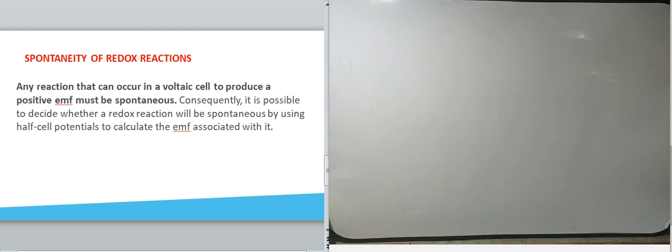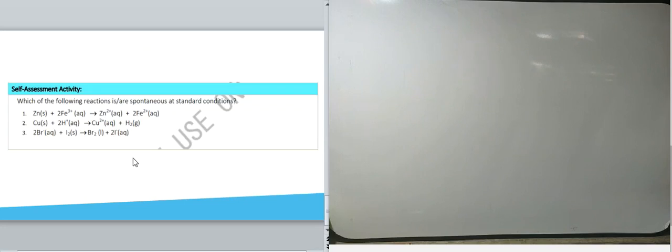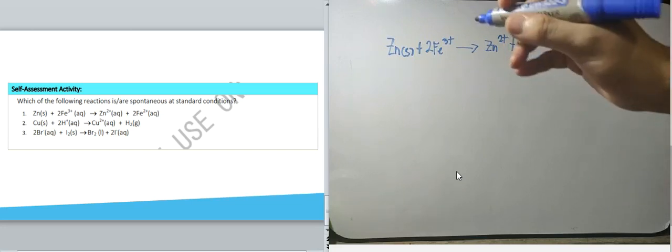Okay, let's have an example. Let's try to answer your self assessment or self learning assessment. Okay, we have here solid zinc plus 2 iron 3 plus will yield to zinc 2 plus plus 2 iron 2 plus. All right. So from this equation, we could get the half reaction.